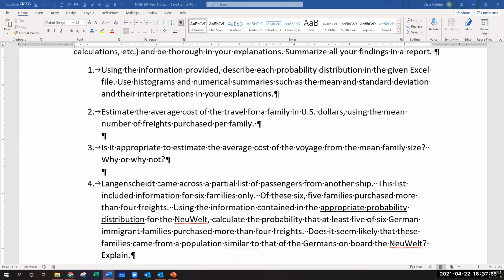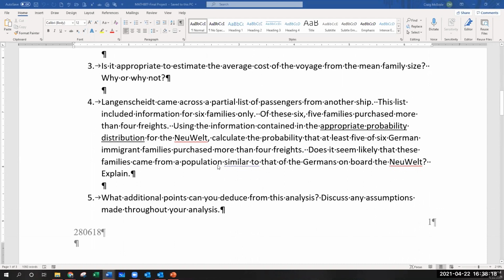So for question one, you're basically running a mean and standard deviation on all three of those distributions. And then you're also doing a histogram. It's really a bar chart, but a histogram on all three of those things. So that's the one sticking point there. The next two are pretty basic. Number four is extremely complex.